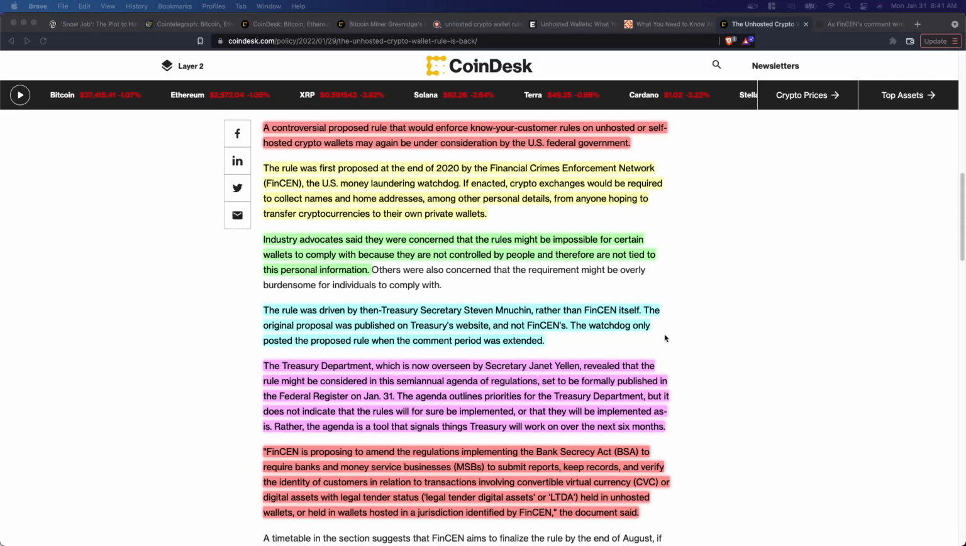They say a controversial proposed rule that would enforce know your customer rules on unhosted or self-hosted crypto wallets may be again under consideration by the U.S. federal government. The rule was first proposed at the end of 2020 by the Financial Crimes Enforcement Network, or FinCEN. That's the U.S. money laundering watchdog. If enacted, crypto exchanges would be required to collect names and home addresses, among other personal details, from anyone hoping to transfer cryptocurrencies to their own private wallets.